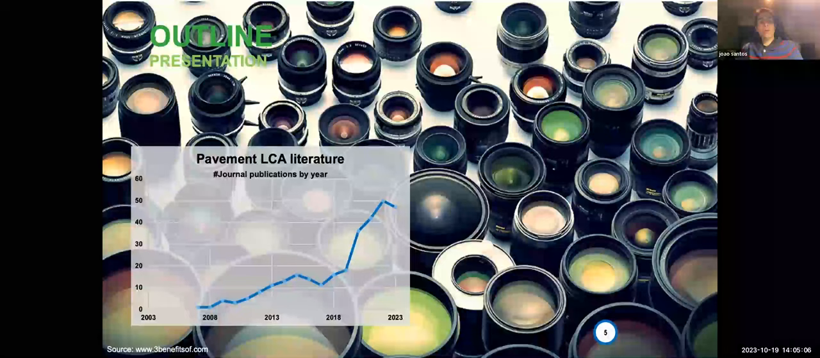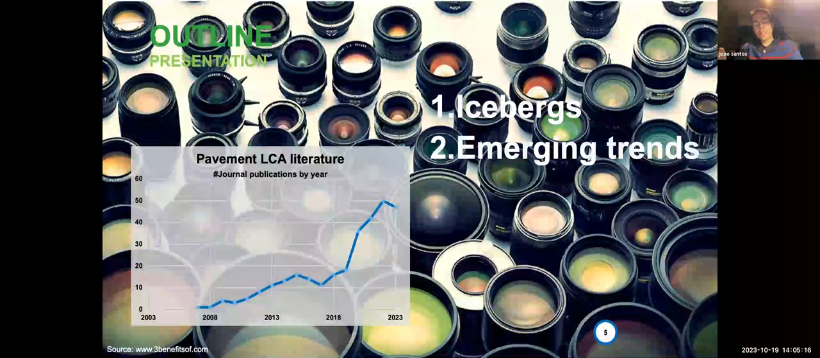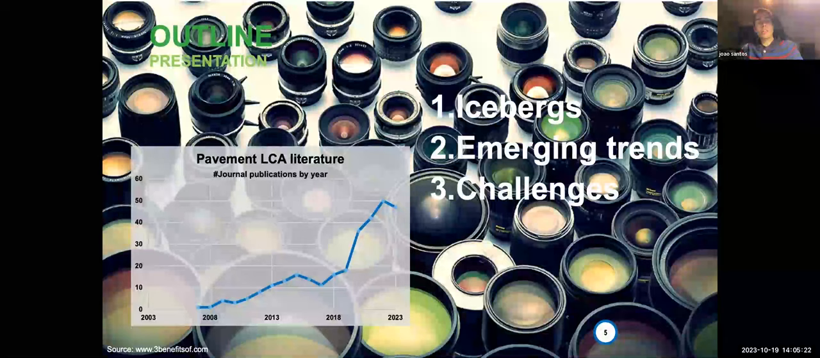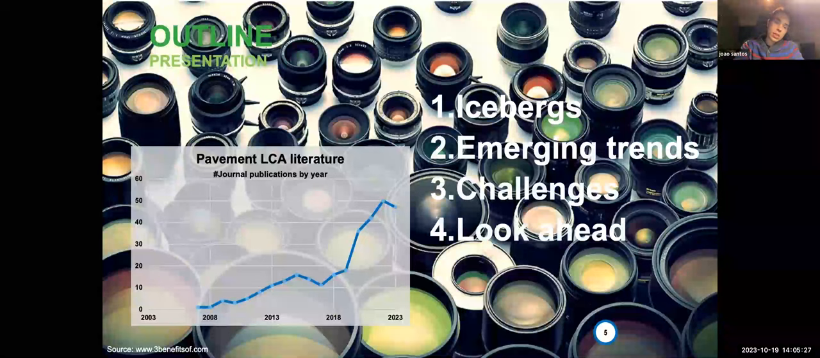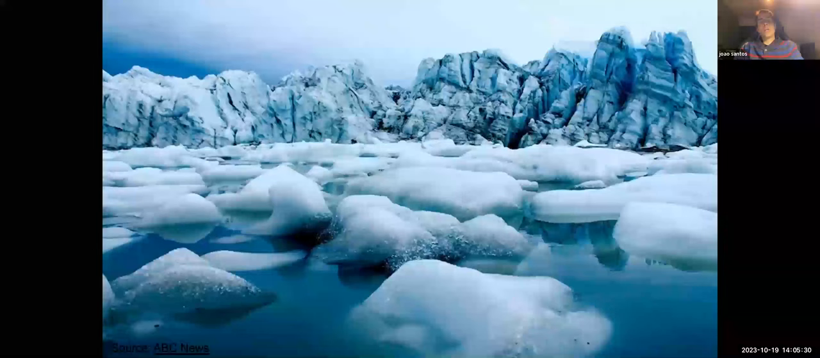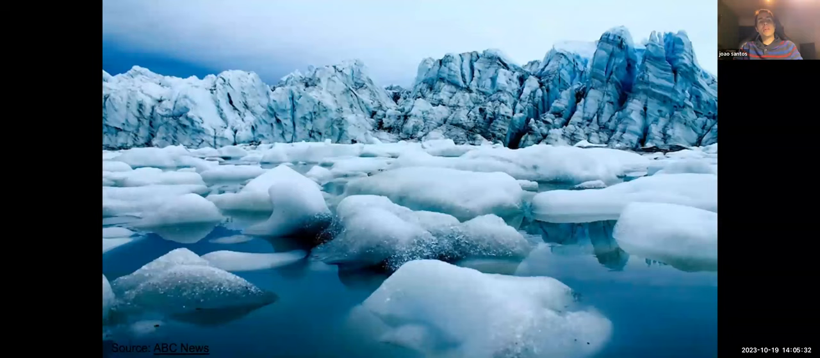So what I'm going to do in the next minutes is share with you my perspective on the evolution of the literature according to four lenses: the icebergs, and I will explain what I mean by icebergs, the emerging trends, the challenges, and I will finish with what I think will be the immediate next steps. All right, icebergs. Icebergs are methodological decisions that the analyst makes that might lead to misleading results.